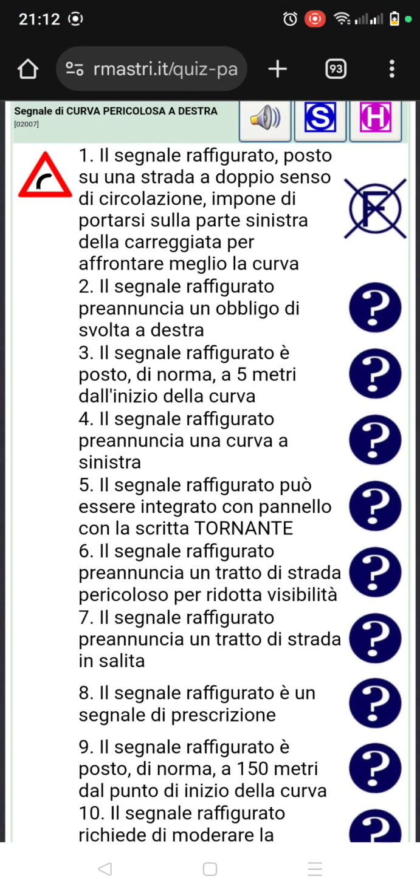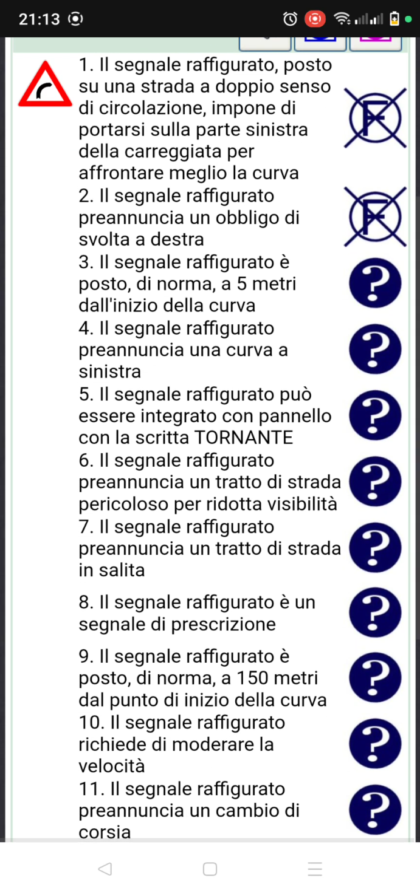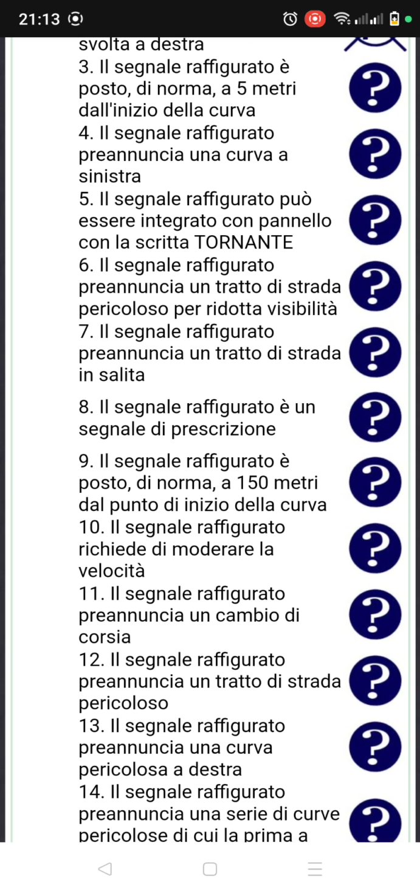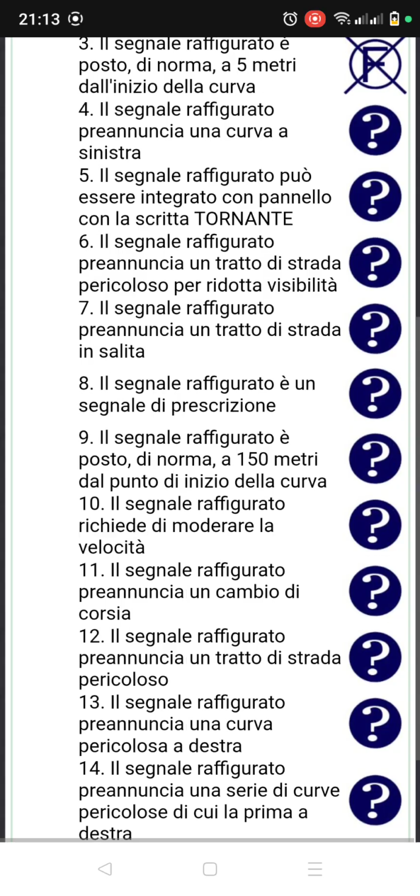Number two. Il segnale raffigurato preannuncia un obbligo di svoltare a destra. No, this one is false. They say this sign figure is announcing an obligation to turn to the right. No, it's false. Number 3. Il segnale raffigurato è posto di norma a 5 metri dall'inizio della curva. No, it's false. It says this sign figure is normally placed 5 meters from where the curve starts. No, it's false. It's always placed 150 meters before where the curve starts, not 5 meters.